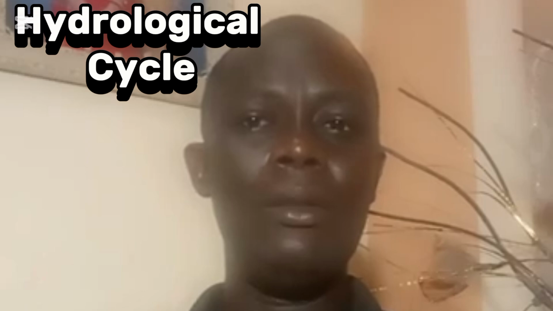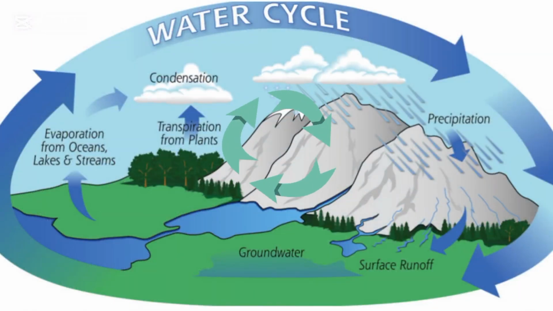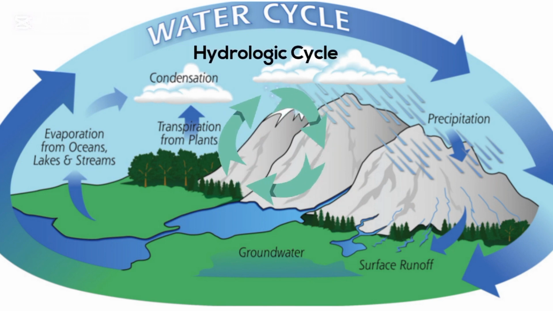In today's lecture we are going to look at the water cycle. The water cycle is also called the hydrological cycle. And now, what is the water cycle? The water cycle describes the continuous movement of water on, above or below the surface of the earth.